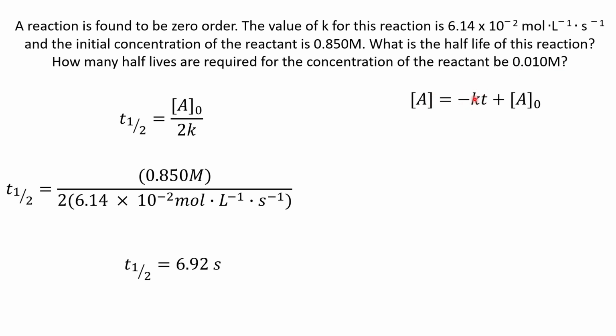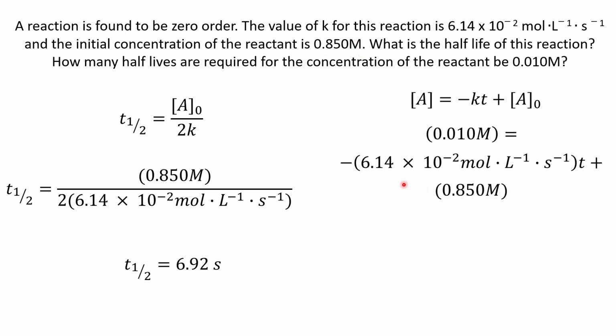I have my value for K. The problem gave it to me. I'm trying to calculate T, and I know what my initial concentration is. Again, the problem gave me that as well. Okay, so here are all of my numbers plugged into my calculation. I kind of had to squinch it a little bit because I didn't have a lot of space. So again, here is my concentration of A.